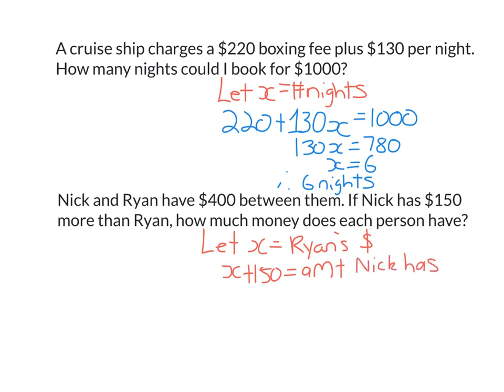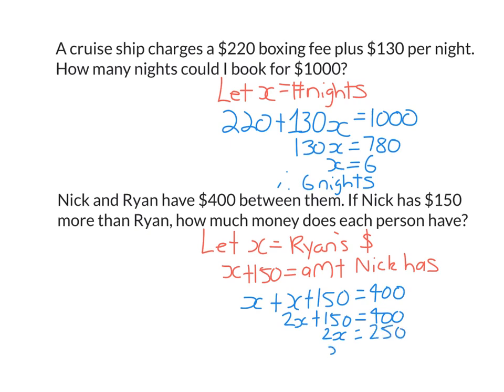Now I can easily turn this into an equation. Ryan's money plus Nick's money is equal to 400. So x plus x is 2x. Now I solve this like normal. I subtract 150 from both sides, divide each side by 2. x is 125. So I found that Ryan's amount is 125 because his was x. That means Ryan has 125 and Nick has 150 more than that, which is 275.